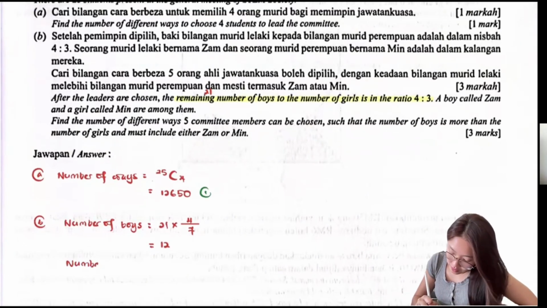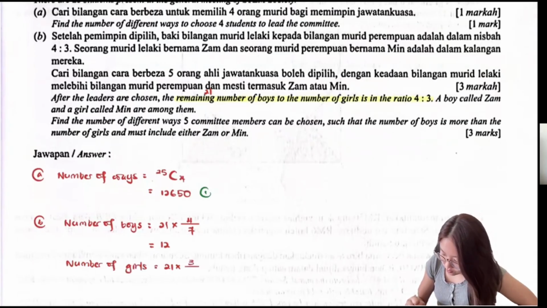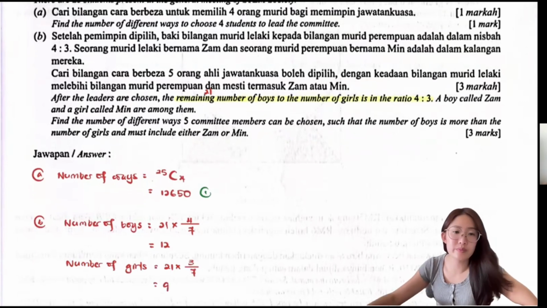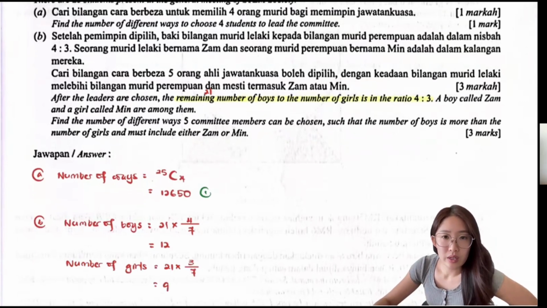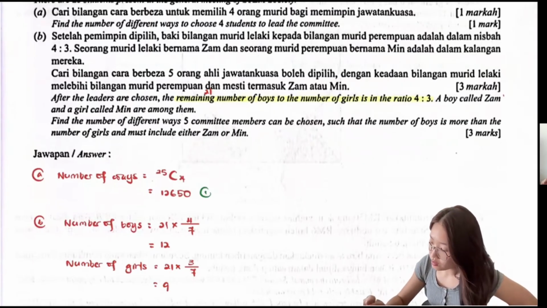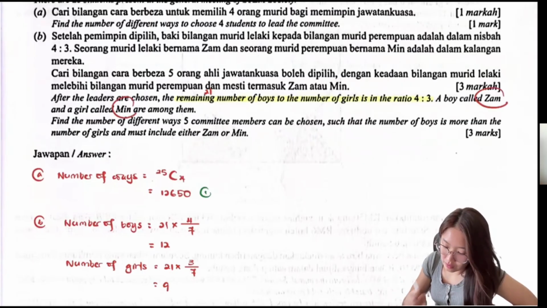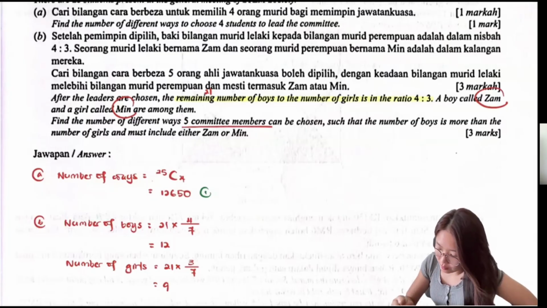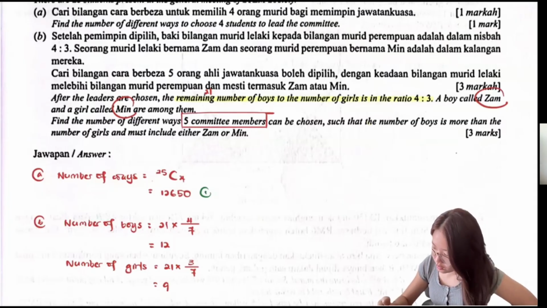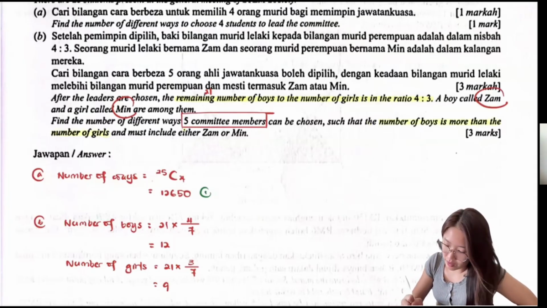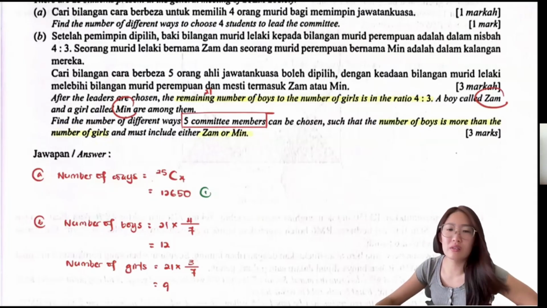Then number of girls is 21 times 3 over 7. This is 9. And then find the number of different ways. Oh wait, a boy called Zam and a girl called Min are among them. The number of different ways, 5 committee members can be chosen such that number of boys is more than number of girls and must include Zam or Min. Either one. Guys, this is gonna be a tough one.